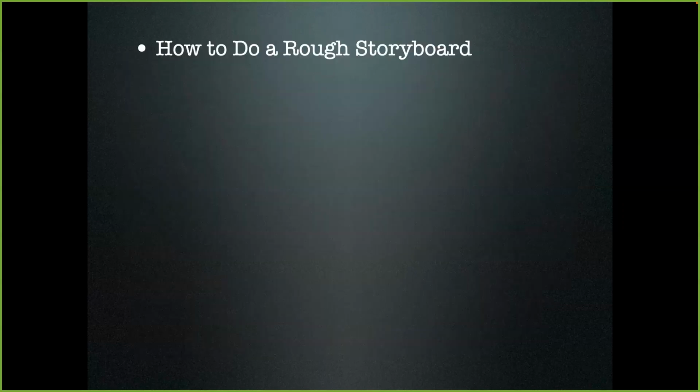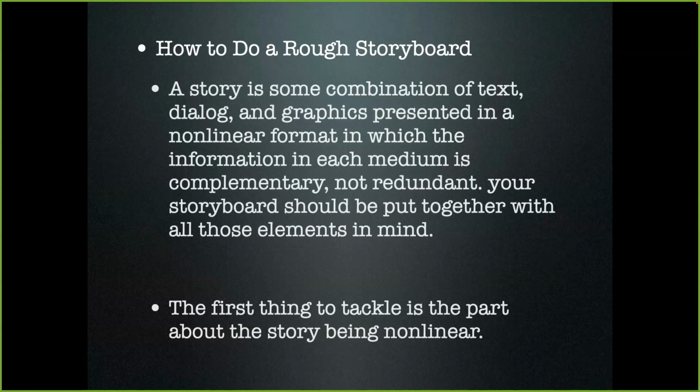So, how to do a rough storyboard. A storyboard is a combination of text, dialogue, and graphic presented in a nonlinear format in which the information in each medium is complementary, not redundant to your story. The first thing to tackle is the part about the story being nonlinear. Right now you've been laying your story out in a kind of linear fashion. The way I think about linear, it'd be like, okay, let's go on a date. And in our first date, you sit down and you ask someone, well, tell me something about yourself.